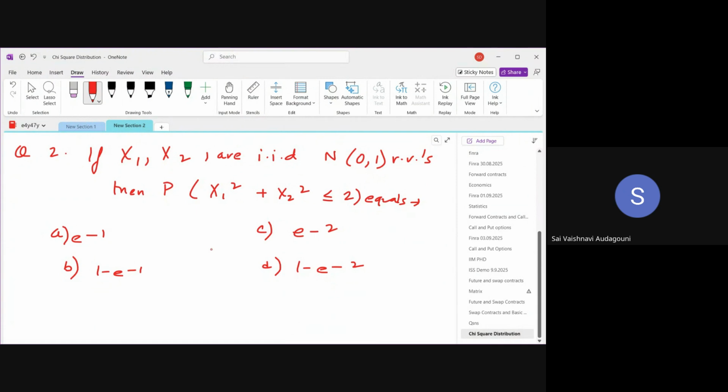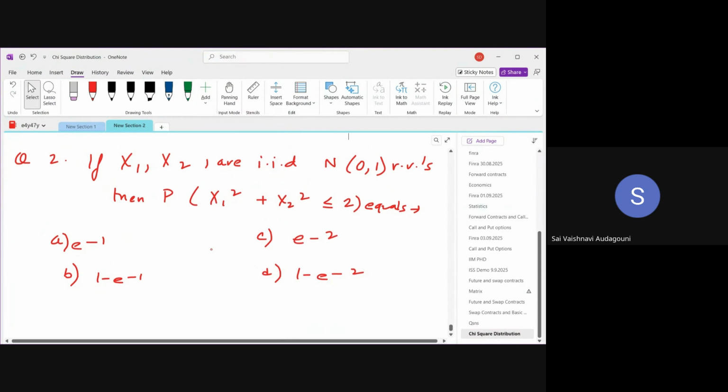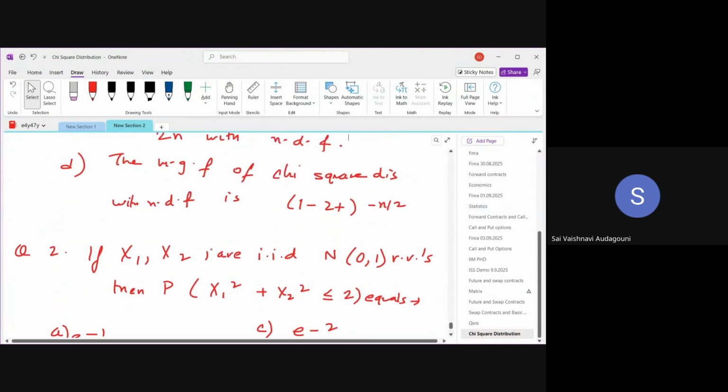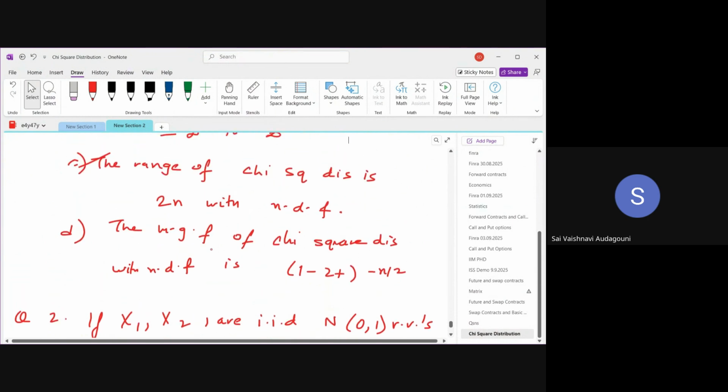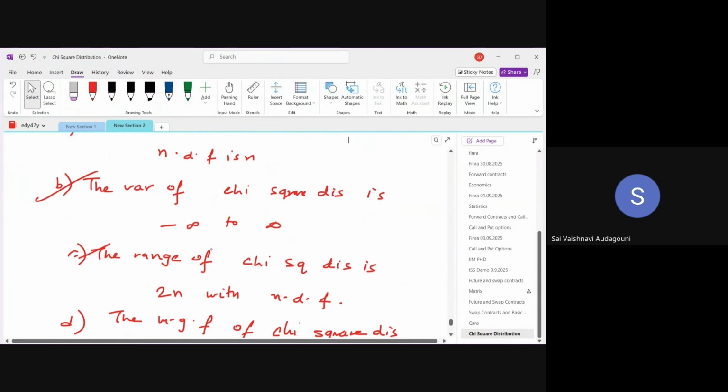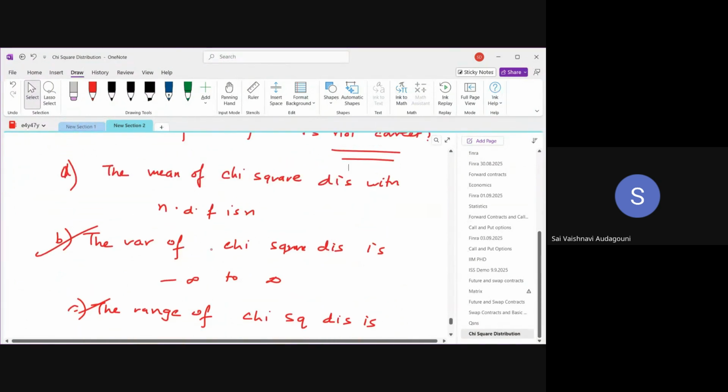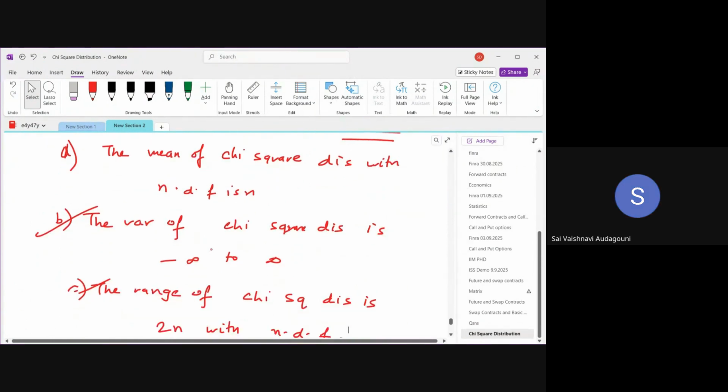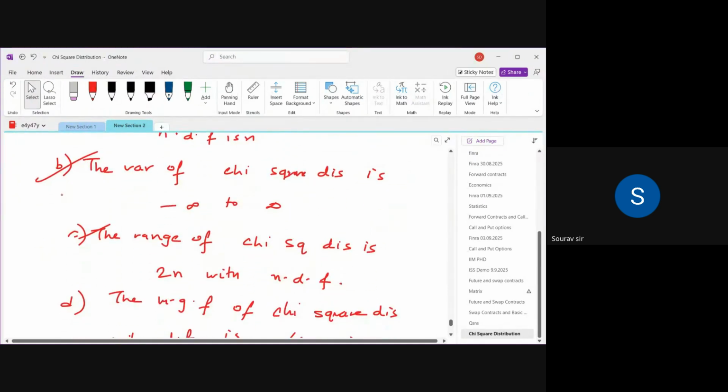Ma'am, in the first question, I think even the range is from 0 to infinity, I guess. So it will also be wrong, right? Then we'll have two options. No, no, no. The range of chi-square distribution is 2n, I told. So this is not a correct answer. Except this, all are. First understand which one of the following is not correct.